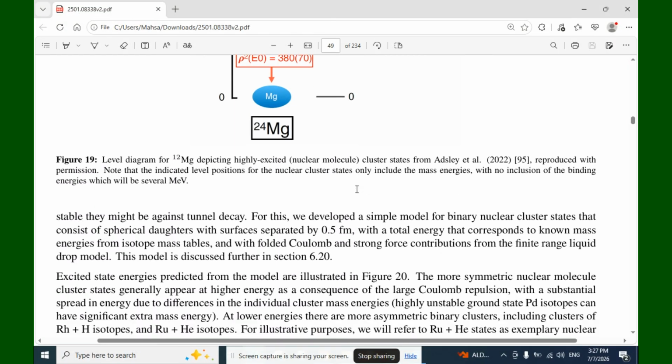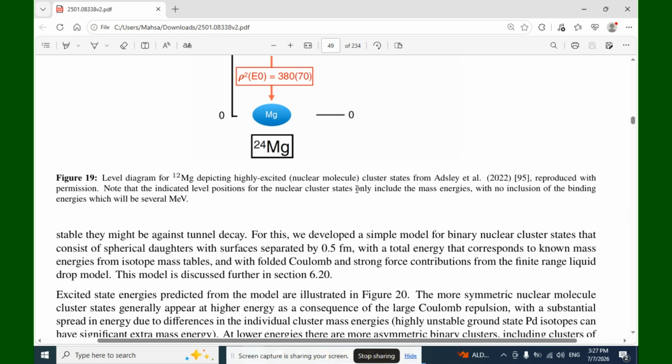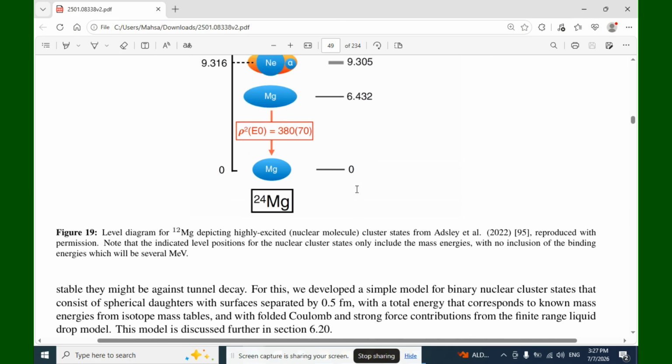For this, we developed a simple model for binary nuclear cluster states that consist of spherical daughters with surfaces separated by 0.5 picometer, with a total energy that corresponds to known mass energies from isotope mass tables, and with folded Coulomb and strong force contributions from the finite range liquid drop model. This model is discussed further in section 6.20.